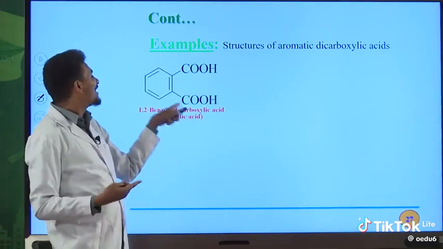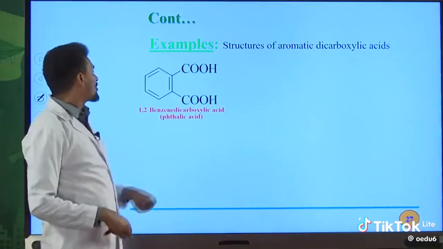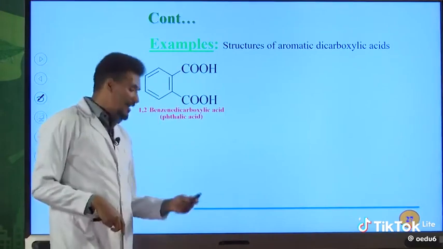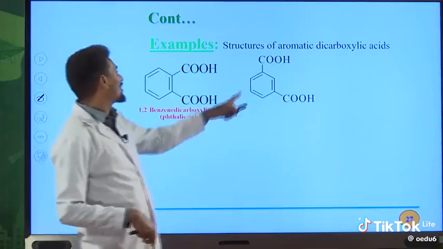So 1,2 benzene dicarboxylic acid. Why? Because we have two COOH functional groups. Its common name is phthalic acid. This is the common name of this aromatic dicarboxylic acid.